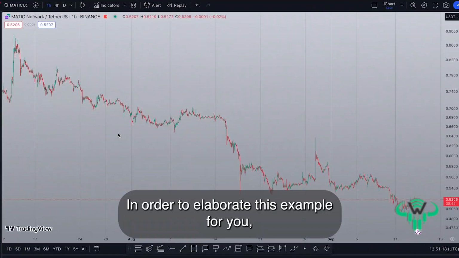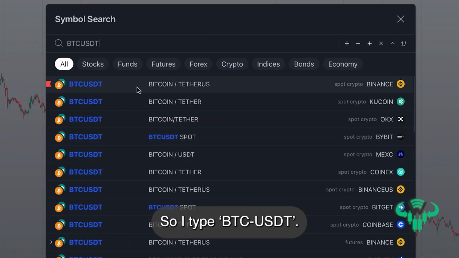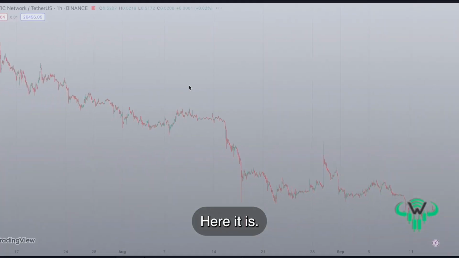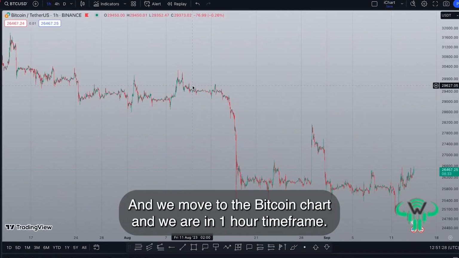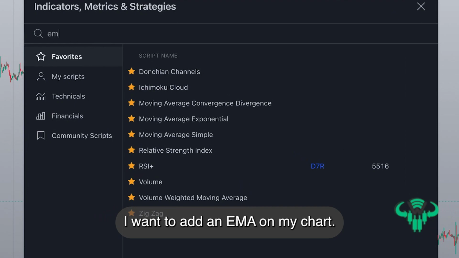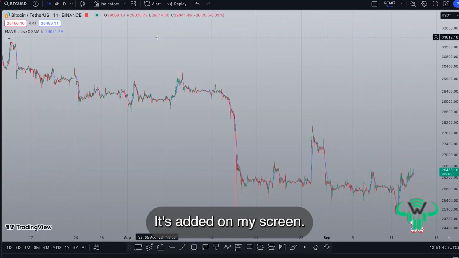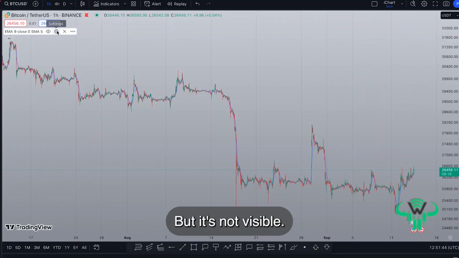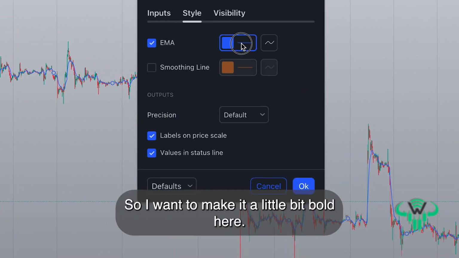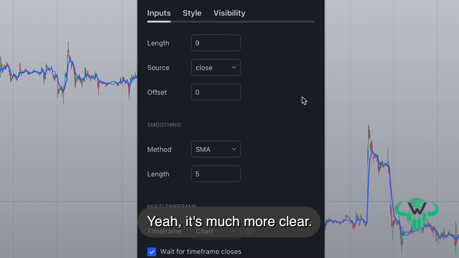Alright, in order to elaborate this example for you, I want to move to the Bitcoin chart. So I type BTC USDT, and here it is. We are in the 1 hour time frame. I want to add an EMA on my chart. So I come to the indicator section and choose the moving average exponential. And here it is. It's added on my screen, but it's not visible. So I want to make it a little bit bold. Yeah, it's much more clear.